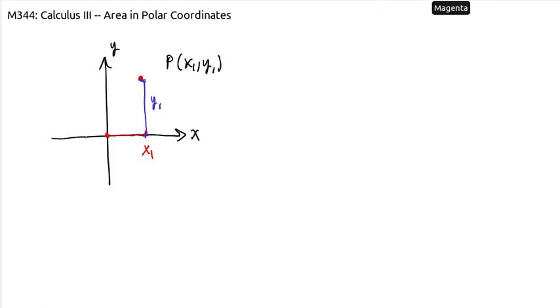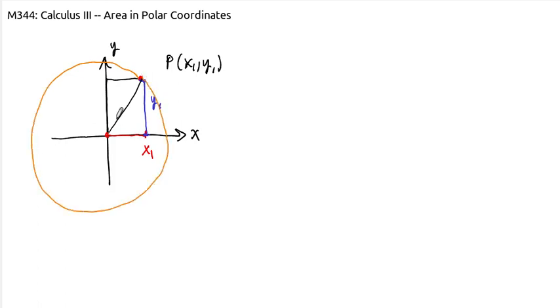Before I continue, this point P lives on the opposite corner, or on the diagonal, of a rectangle in the Cartesian plane. And so sometimes these coordinates are called rectangular coordinates. What we want to do now is notice that this point also lives on a circle that's centered at the origin, a circle whose radius is the length of this diagonal right here.